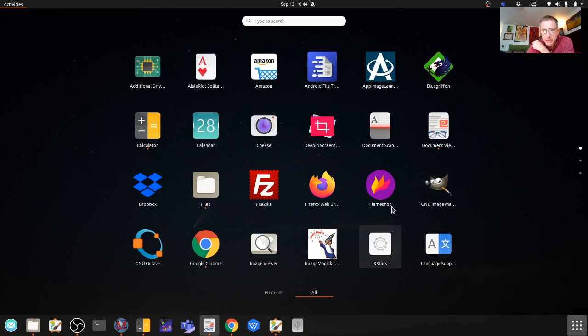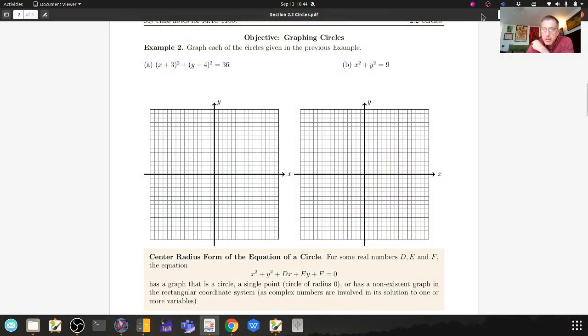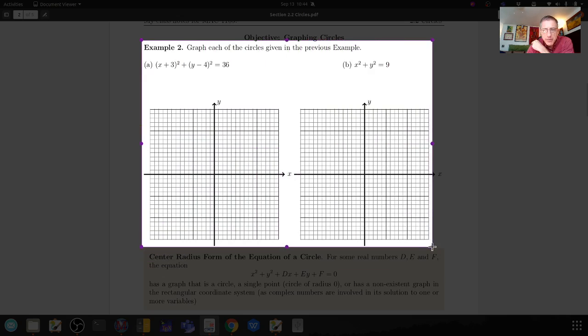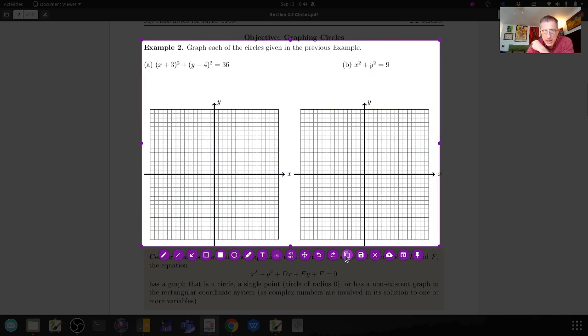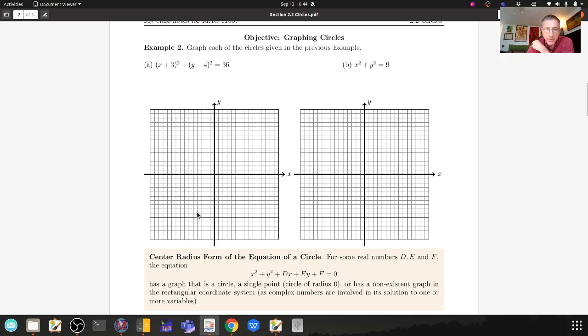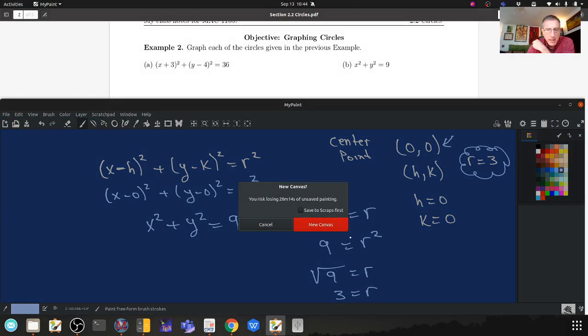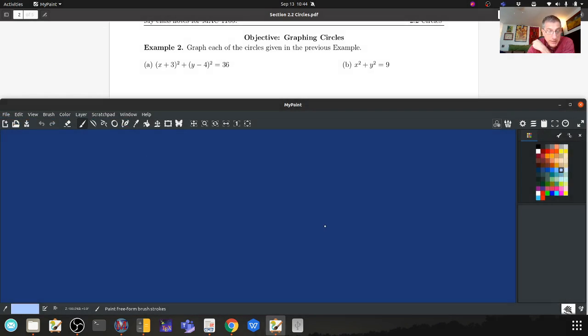I'm going to take a screenshot of this because I want you to graph it. I know that you're at home and you don't have to get out graph paper or anything like that, but let's just pretend for a moment that we were literally in a classroom and you had to graph this on the test and in the classroom on paper. And you may have to do that.